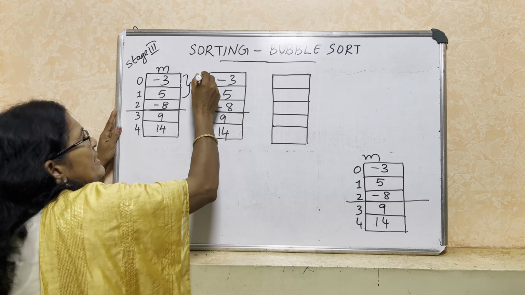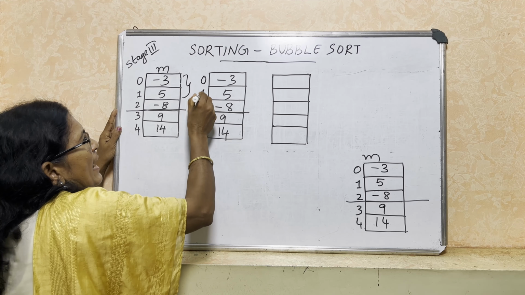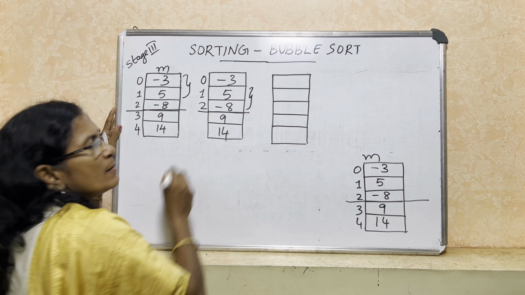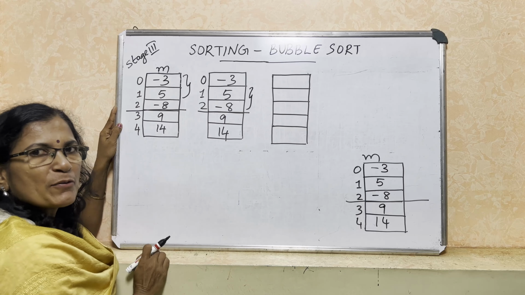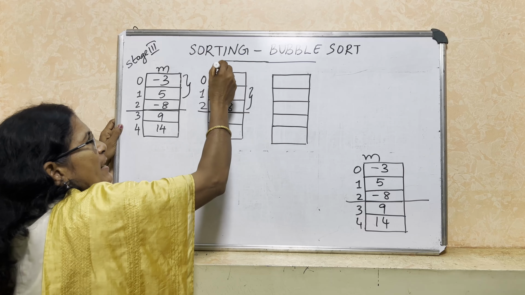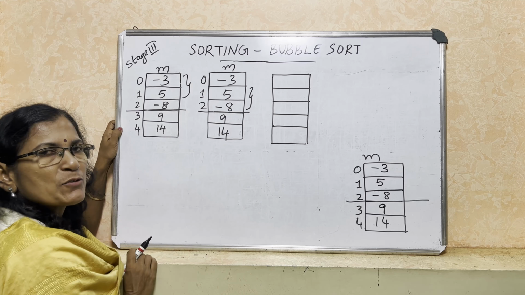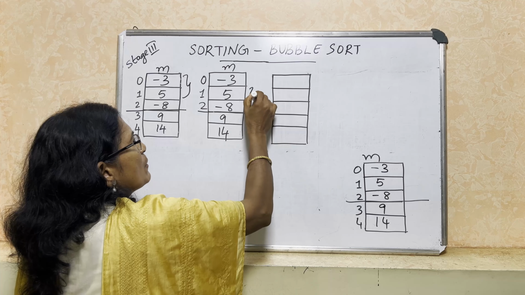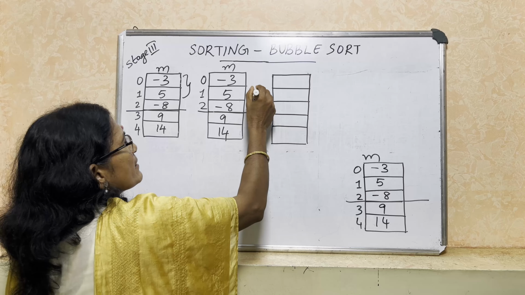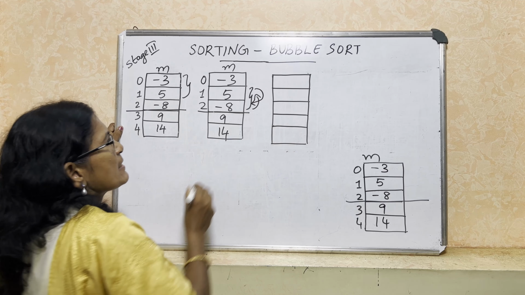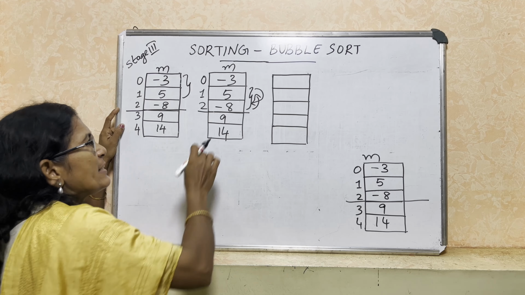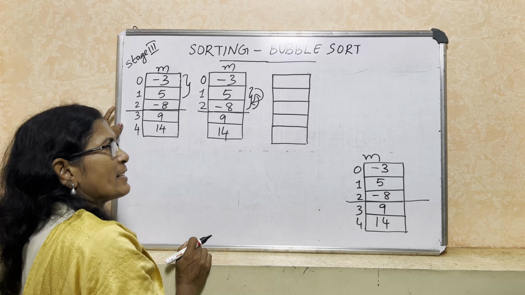Now let's access the element at index number 1 and 2. M of 1 greater than M of 2. M of 1 is 5, M of 2 is minus 8. M of 1 is greater than M of 2. So we need to interchange the values. Minus 8 should be shifted to index number 1 and 5 should be shifted to index number 2. With the help of a temporary variable, interchange the values of these two storage locations.